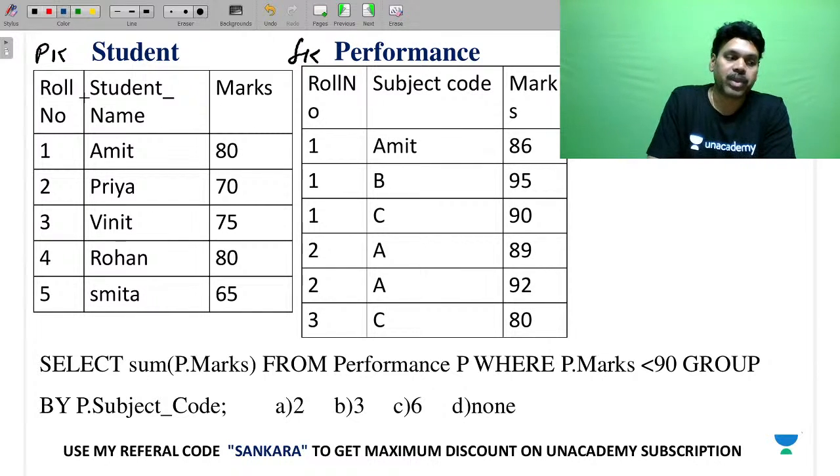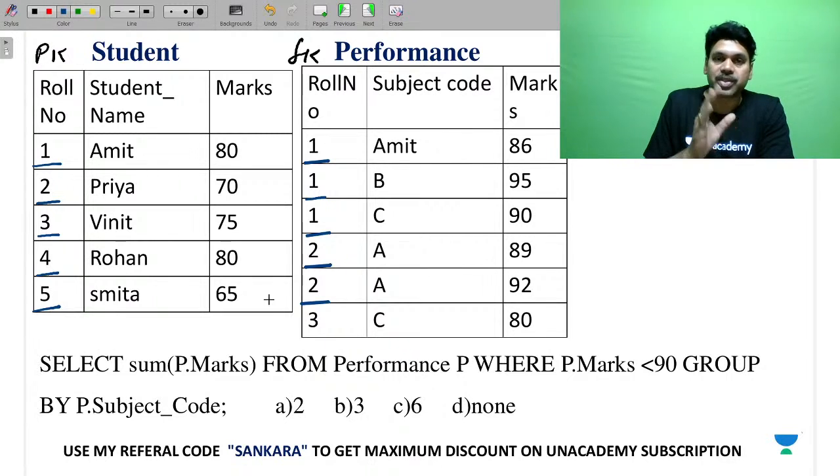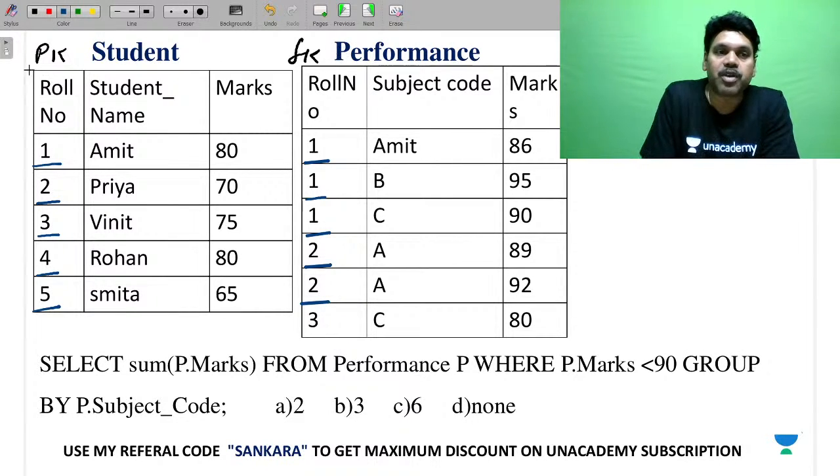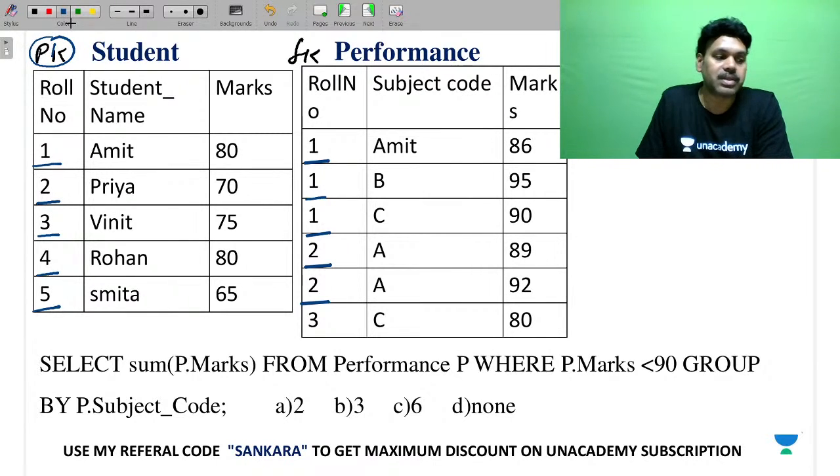Simple logic. What is the logic? Your primary key data is going to be unique. Your foreign key data is going to be duplicated. So whenever the common column has duplicates, it is a child instance. Indirectly, you need not say that this is the primary key and this is the foreign key. You need to understand. So your child instance in this case is performance and the master instance in this case is the student instance.